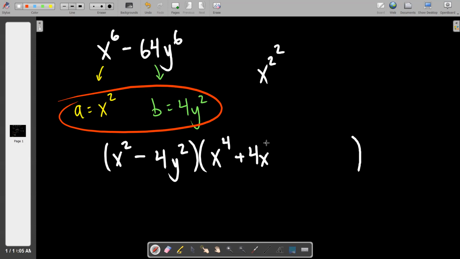Plus 4x squared y squared, top notch. And who's going to go at the back? Plus 16y to the fourth.